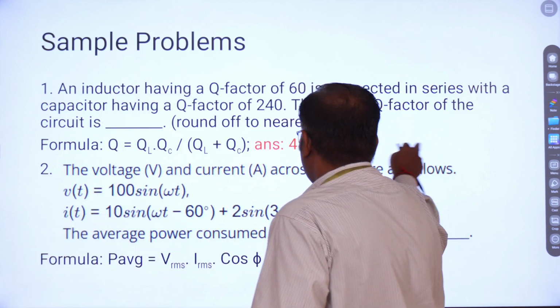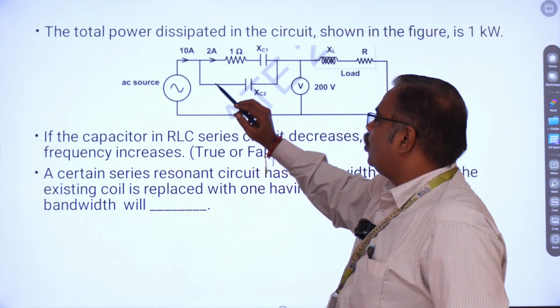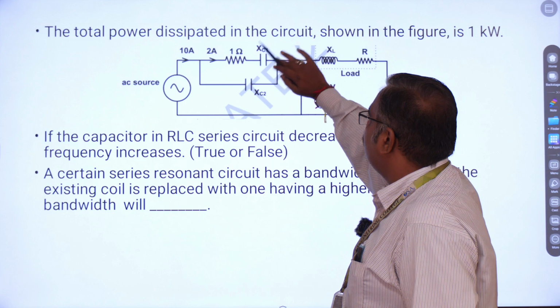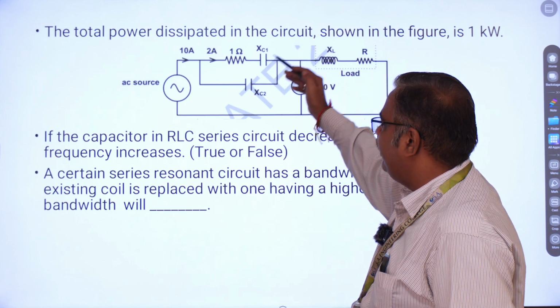Right. Next is the total power dissipated. Let us go to this problem a little bit later.